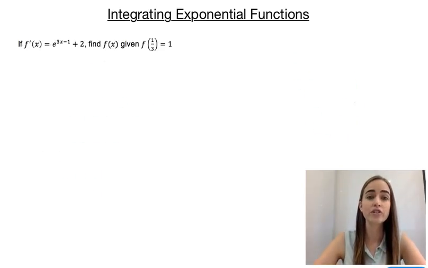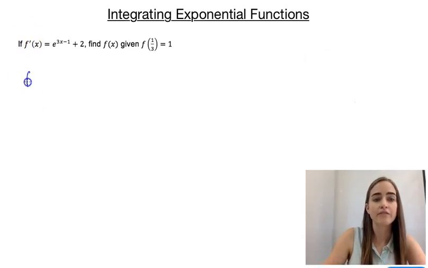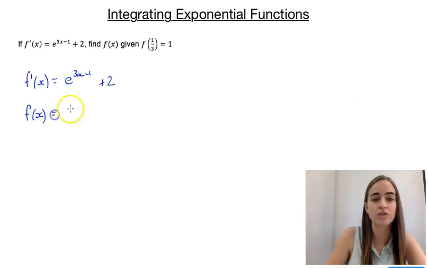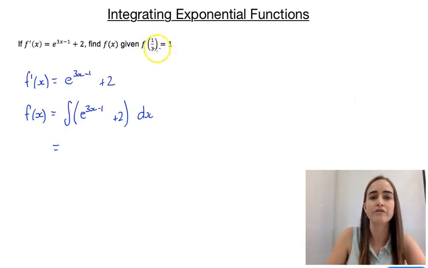So our next example is a little bit different. It says if our first derivative of a function is e to the 3x minus 1 plus 2, we want to find the original function if we know that f of 1/3 is equal to 1. So if we've got f dash of x equal to e to the 3x minus 1 plus 2, then our original function will be equal to the integral of that. So we're going to integrate that whole thing, and then we can use this extra piece of information to help us figure out the exact function.